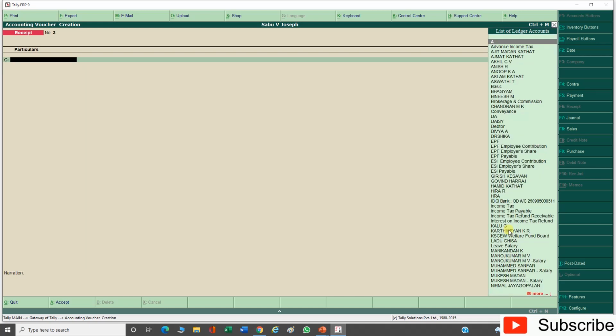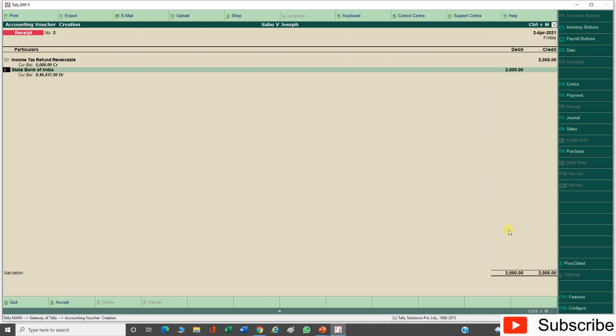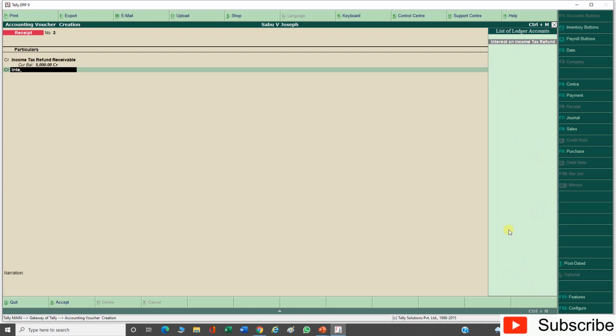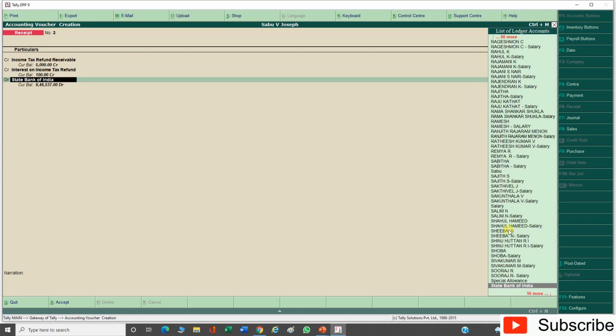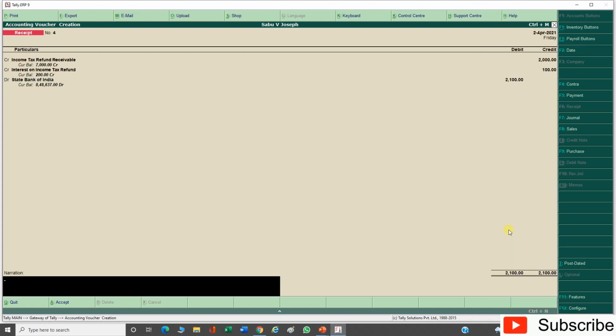Suppose we are receiving this refund along with the interest. Then what will be the entry? In that case, we have to pass a common entry. The first will be the income tax refunds receivable. Suppose 2000 in that account. Again, we are receiving an interest. So credit will be given to interest on income tax refund 100. Then the debit will be given to the concerned bank account 2100. Narration being income tax refund receivable from the government rupees 2000 along with the interest of rupees 100.